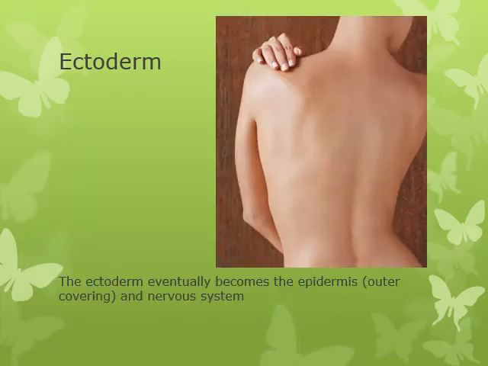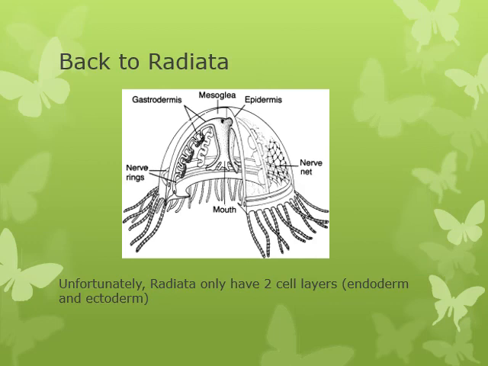The ectoderm becomes your epidermis, the outer covering, your skin, and also your nervous system. So your nerves, your brain, things like that. Okay. So there we go. That's basic animal development. Unfortunately, this whole group called Radiata, they don't have 3 cell layers. They're not cool like us. Oh no. They only have an ectoderm and an endoderm. They're missing the mesoderm, which means what else are they missing?